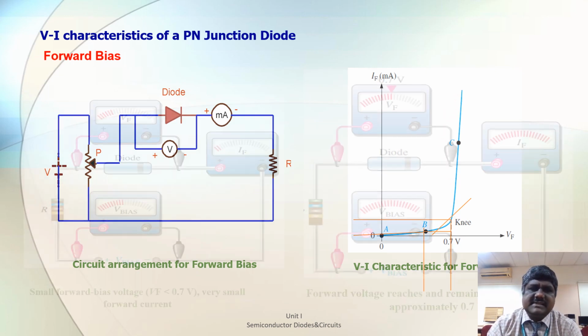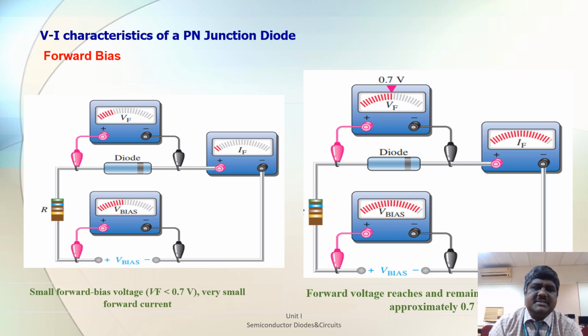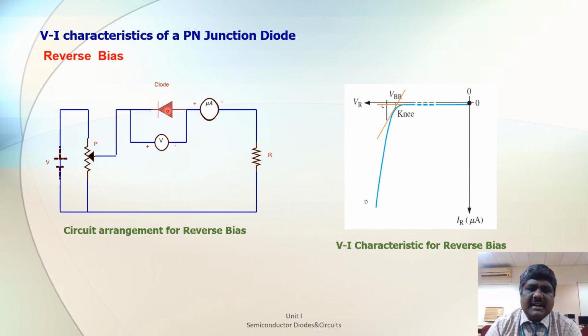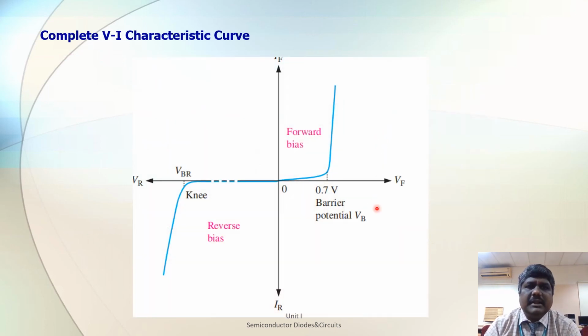This is just the experimental arrangement for our reference. For the reverse bias condition, the connection is given in the opposite way: the anode should be connected to negative and the cathode to positive, so the reverse current flows. Now we increase the reverse voltage, and after reaching the reverse breakdown voltage, the current rises abruptly. This is the complete VI characteristics, with the forward bias and reverse bias regions. This is the barrier potential, this is the knee voltage, and this is the reverse breakdown voltage.